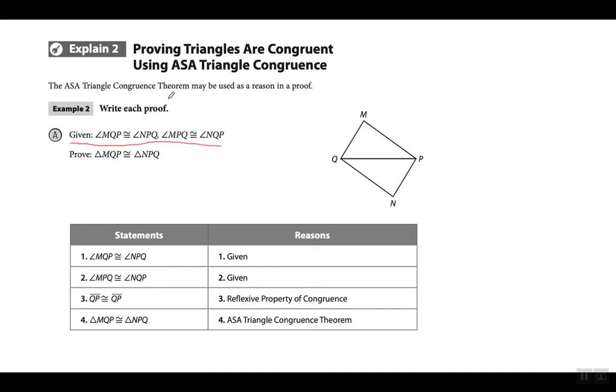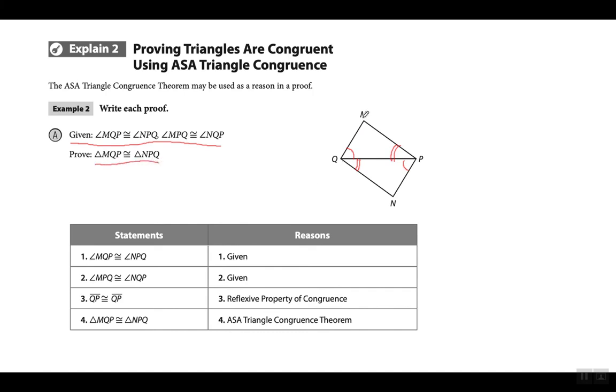Okay, so it says given that the angle MQP, so look what I'm going to draw to make it easier to understand. Angle MQP, I'm going to put that line, is congruent to angle NPQ. Right, so angle MQP is congruent to angle NPQ. All right, and look at this one over here. Angle MPQ. Now look, I'm going to put 2 lines on that one. That one's going to be 2 lines. Is congruent to angle NQP. I'm going to put 2 lines over here. So this angle equals this angle, and this angle equals this angle. Prove that the 2 triangles are congruent.